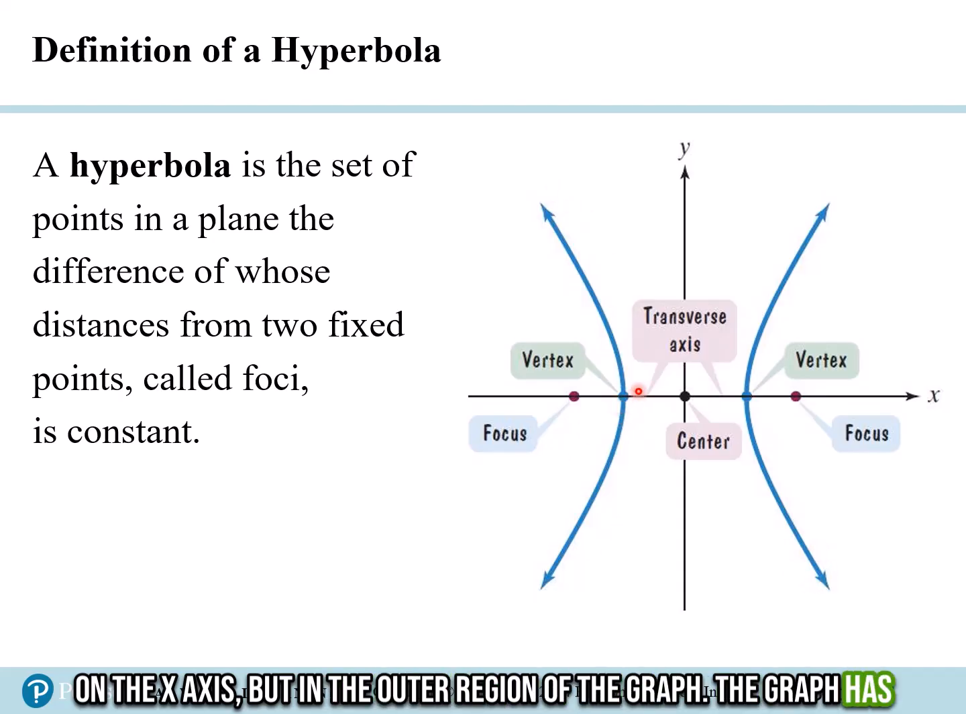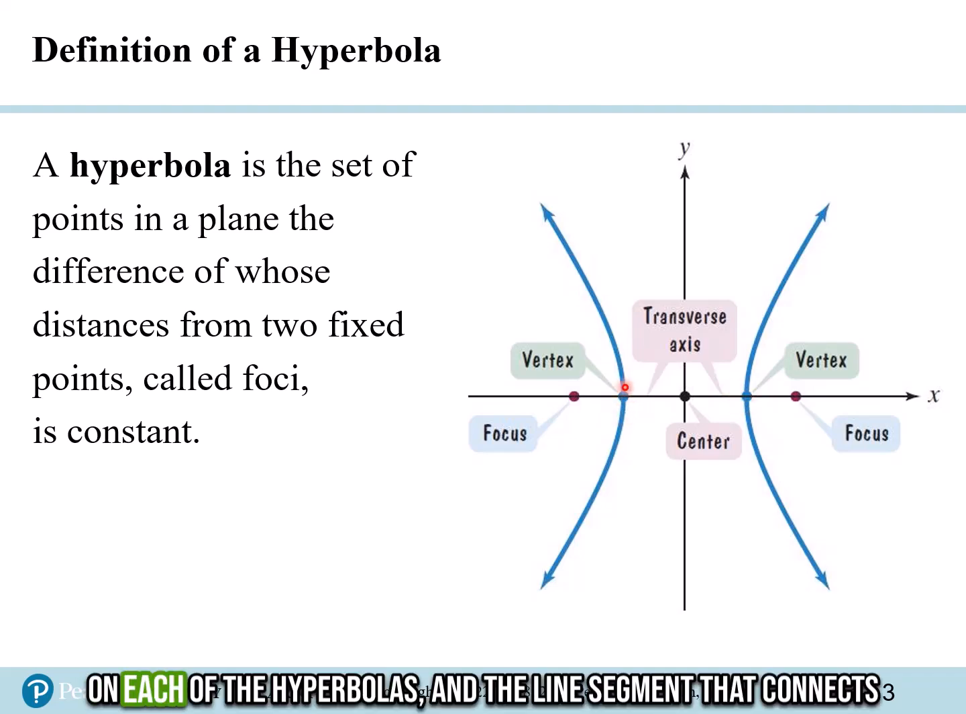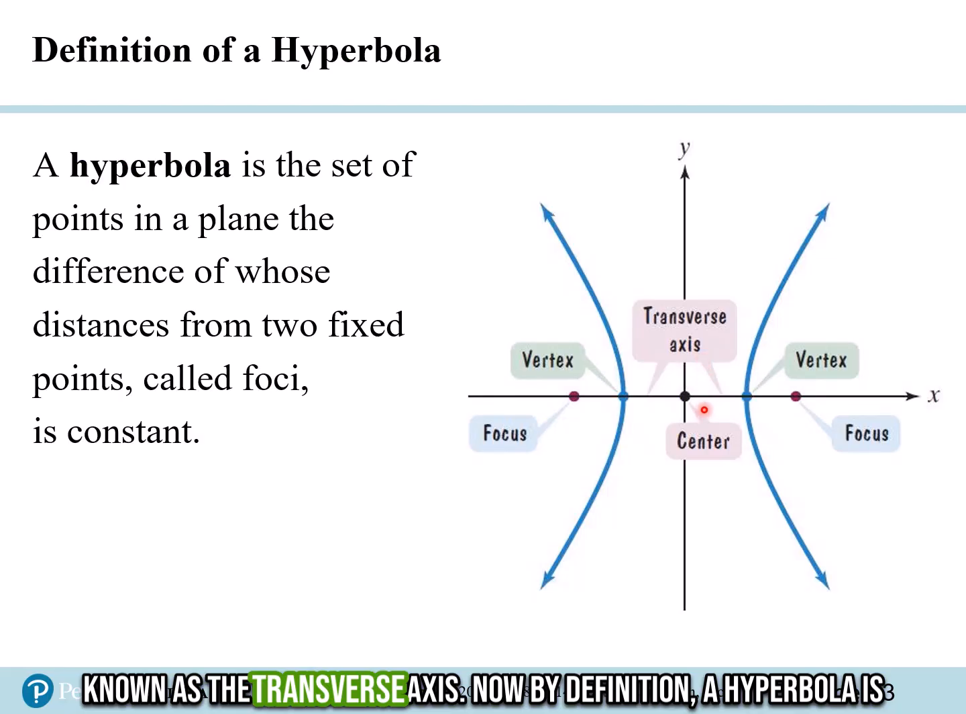The graph has vertices, just like in the case of the ellipse. The vertices are points on each of the hyperbolas, and the line segment that connects the vertices, passing through the center point of the xy coordinate plane, is known as the transverse axis.